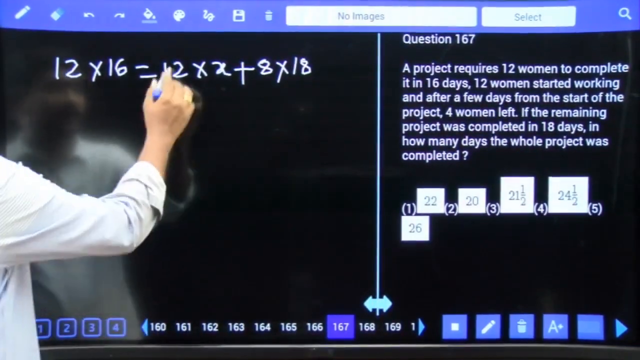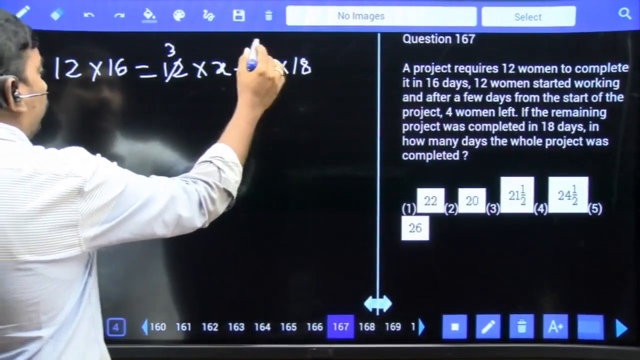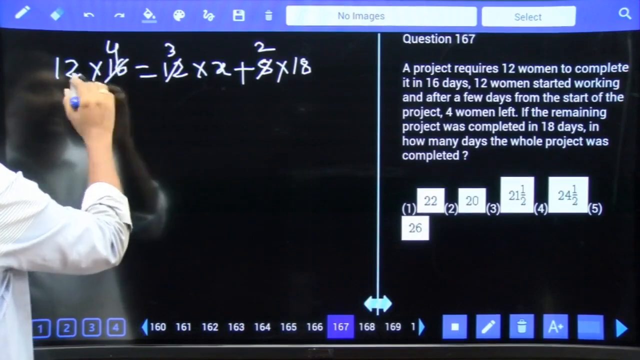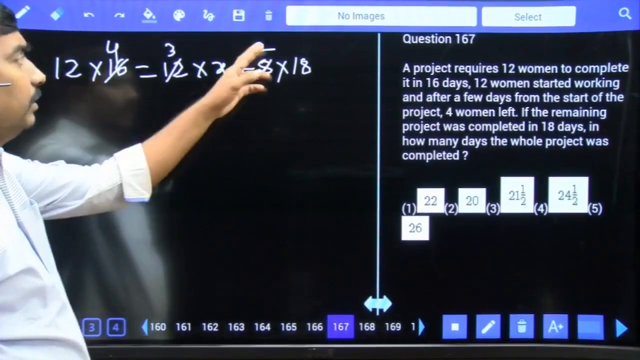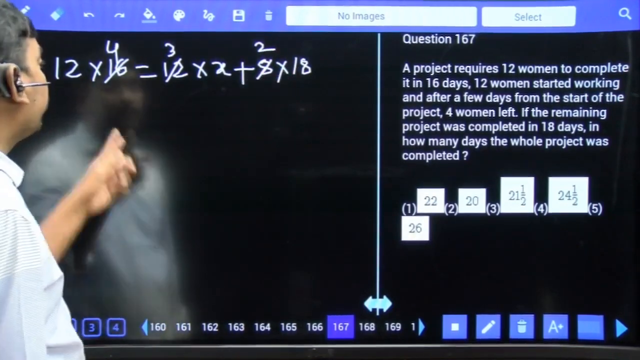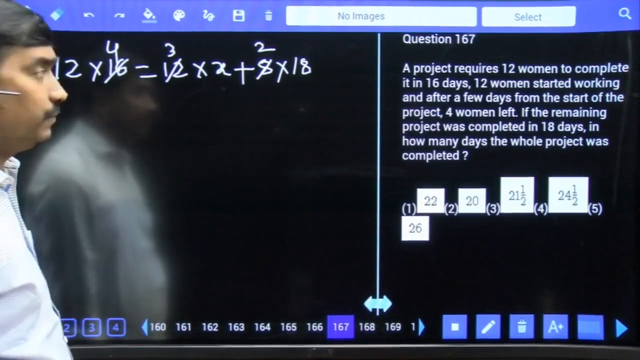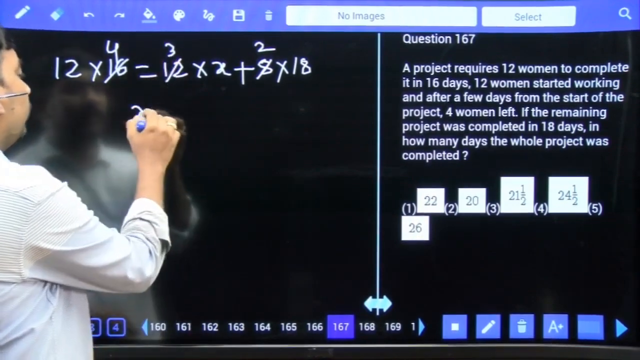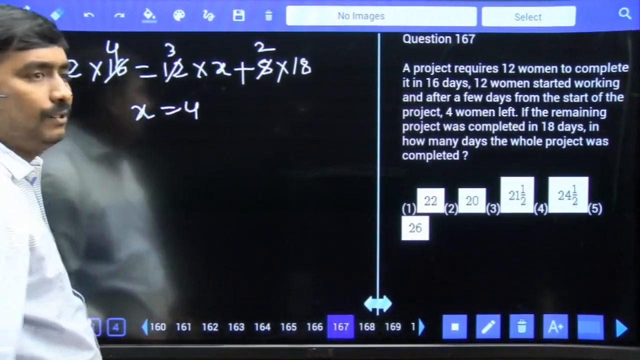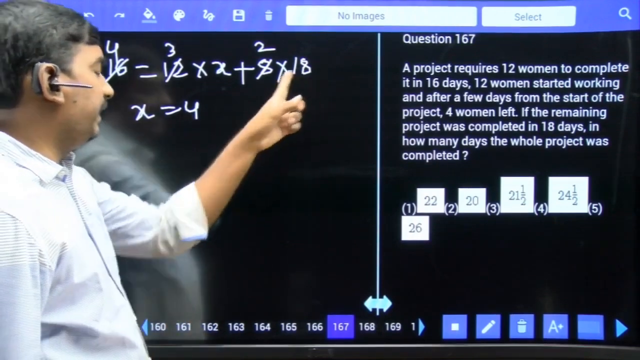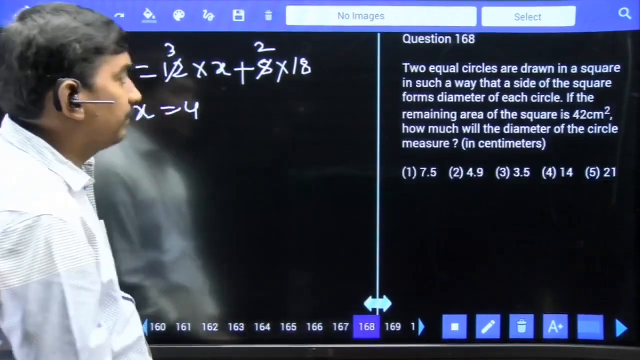Just find the x value. 12 times 4 is 48, 2 times 18 is 36, 48 minus 36 is 12, 12 by 3 means 4, so x equals 4. Then the total number of days is 4 plus 18, 22 days is your answer.